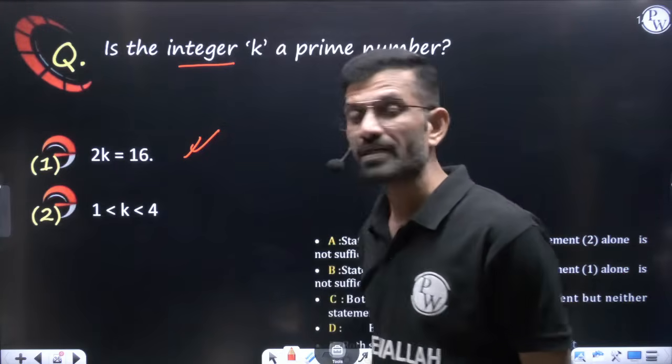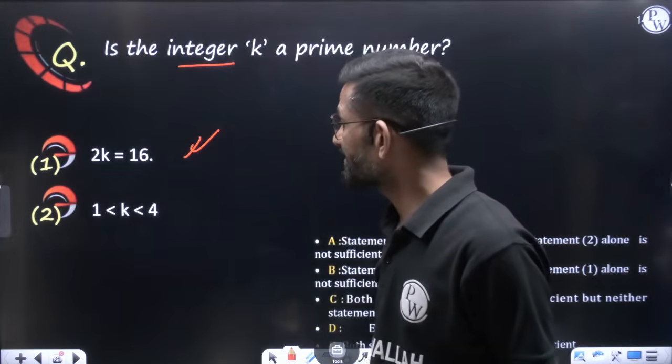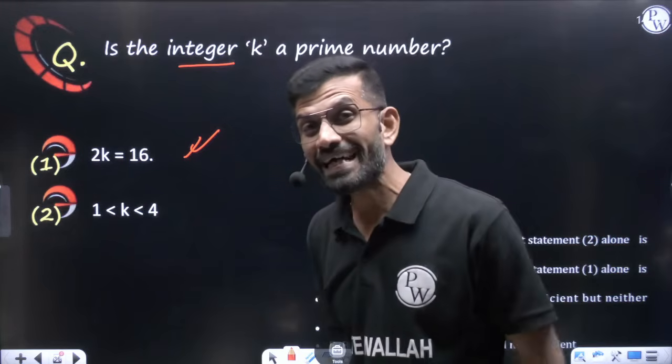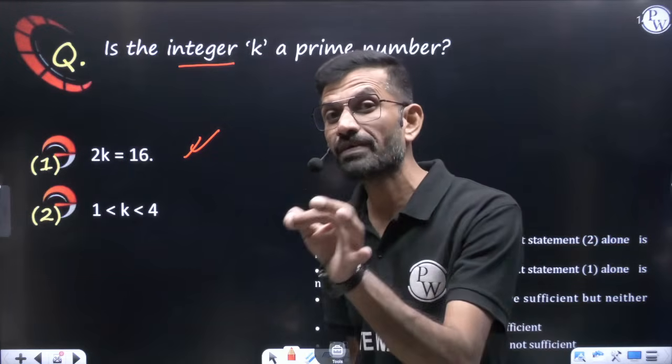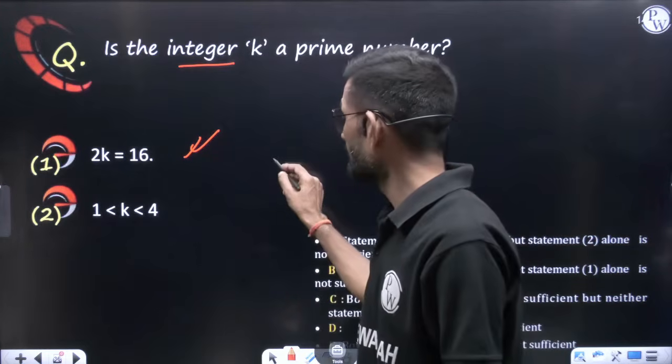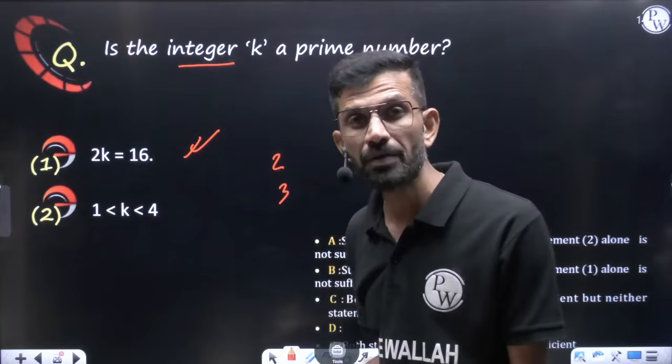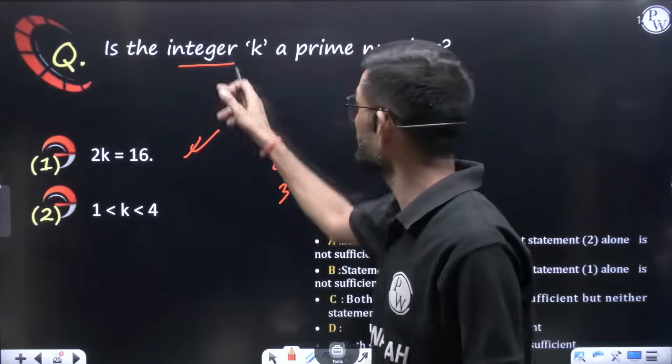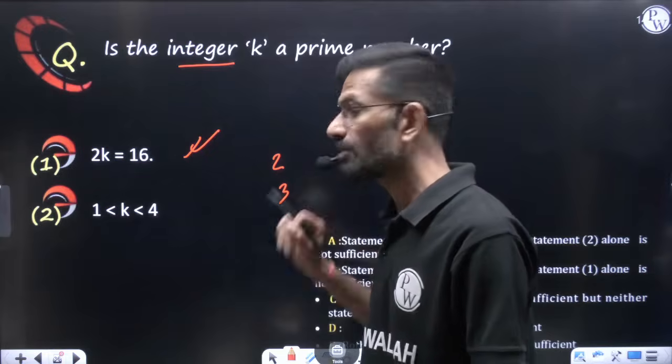Moving to the second one. Second statement, 1 is less than k is less than 4, and k is an integer. k lies between 1 and 4. So the k value can be 2 or 3, no other number, because k is an integer. Clearly they have mentioned k is an integer.